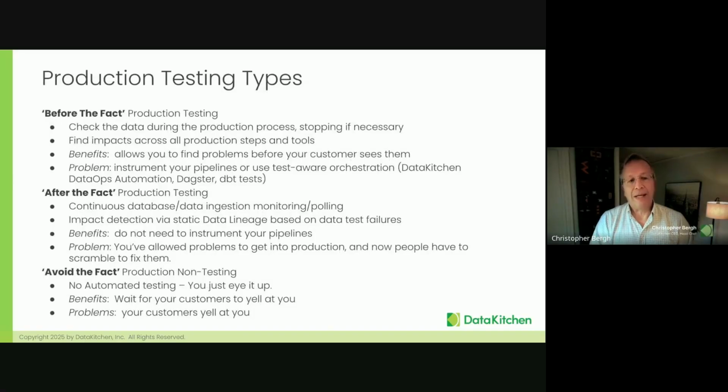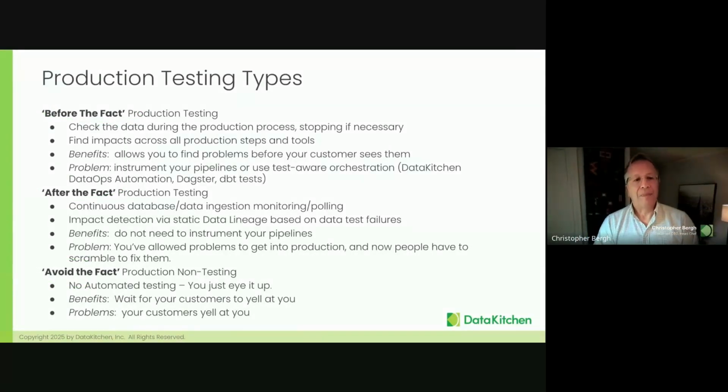So, going into these production testing types, we've got before the fact, after the fact, and avoid the fact. So how do you do before the fact testing? You want to be able to test every step of the process and stop it if necessary, and find the impact across all the production steps and tools. This allows you to find problems before your customer sees them.